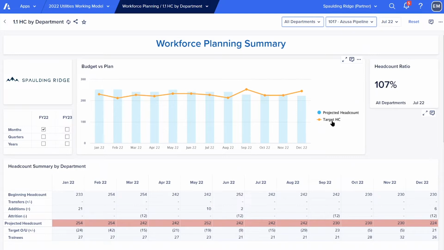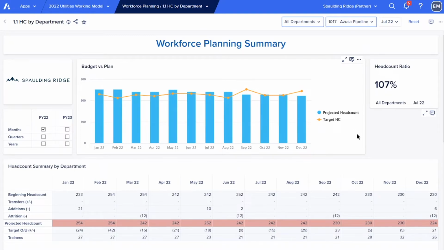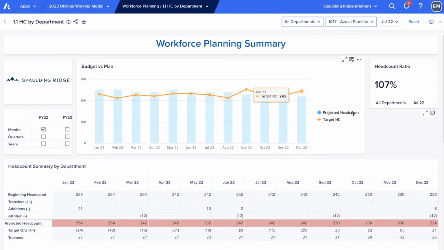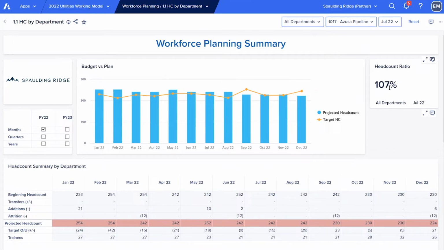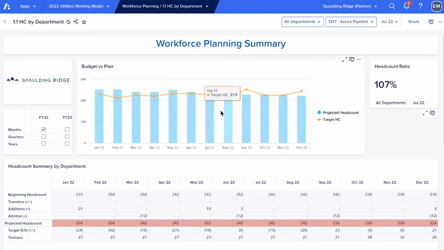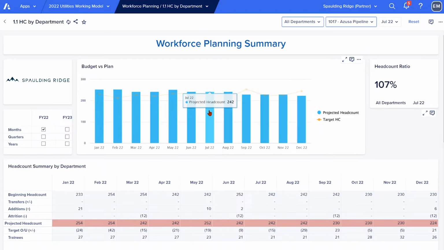So that targeted headcount is what I want the size and the shape of my organization to be. All right, so comparing those two, if I put myself in the shoes of our HR leader, our HR leader is going to be able to look at the hiring pipeline within all the departments, and in this current month of July, we're 107% over our targeted headcount. So our targeted headcount is 227 folks, and right now I have 242.